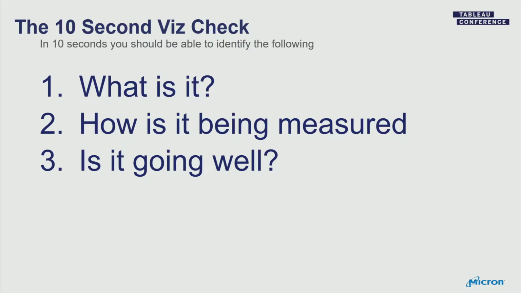So we're going to start off the same way I do with every class I teach at Micron for Tableau Desktop, with a 10-second viz check. If a visualization is going to be effective, you have to be able to answer these 3 questions inside of 10 seconds. What is it? You'll be surprised how many times you can't figure that out by looking at it. How is it being measured? And is it going well?